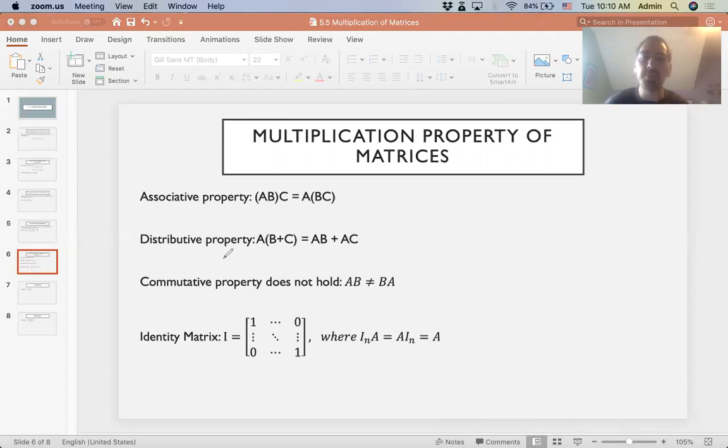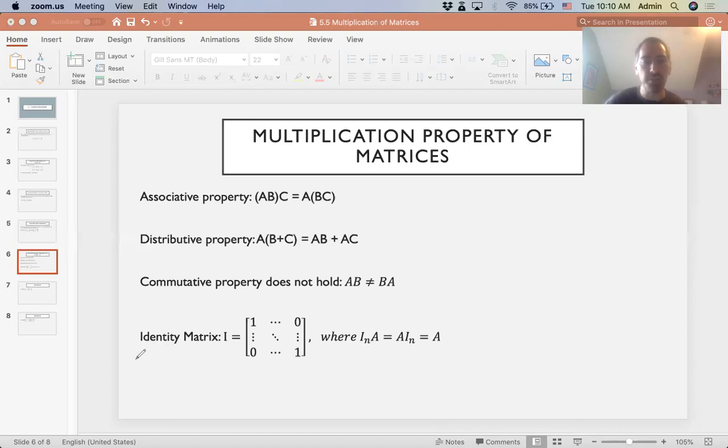And then the distributive property also holds. If you were to add the matrices B plus C first, and then multiply it on the left by A, that would result in the same thing as taking the sum of the products A times B and A times C.